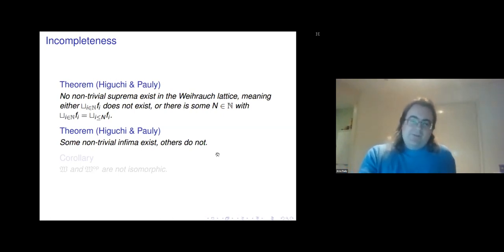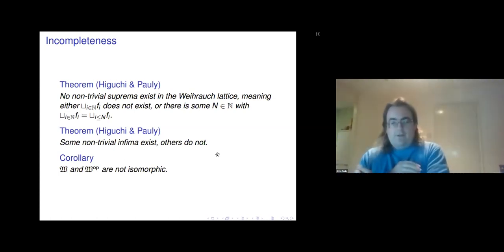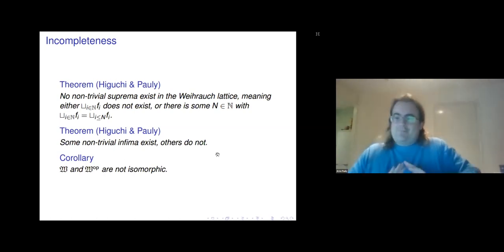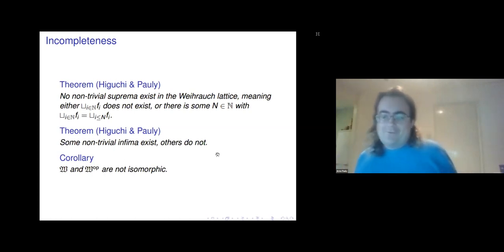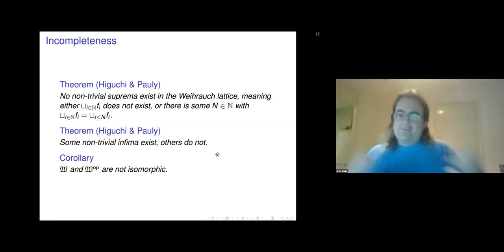And something which feels very weird to me is that this is the only proof I know of that shows that the Weihrauch degrees and the structure with the reverse direction of the reduction are not isomorphic. It would be extremely weird to me if they were isomorphic, so that's not a surprising thing, but I would have expected more obvious things pointing that way.